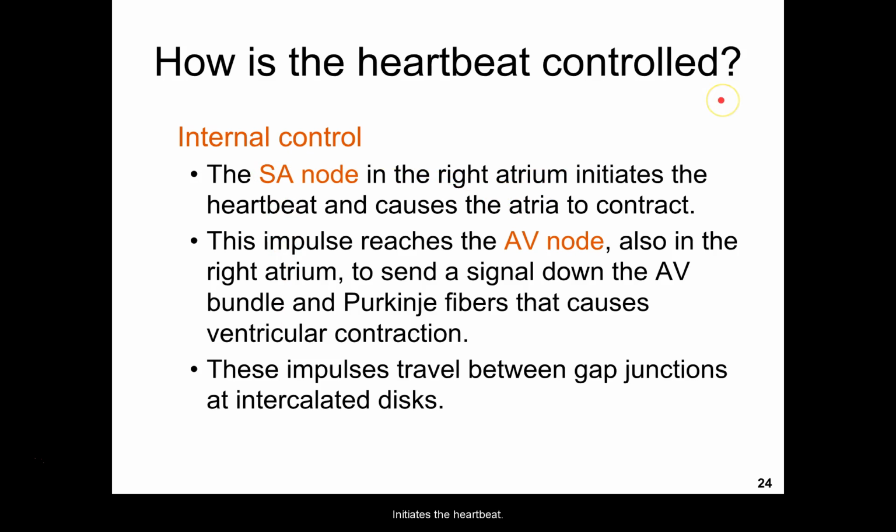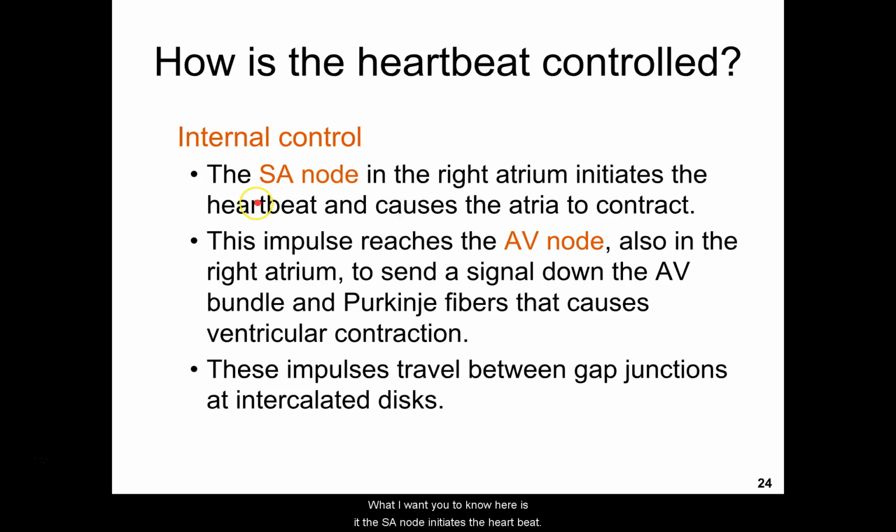What I mean by internal control, and the SA node initiating it, is that you don't actually need your brain for your heart to beat. Your brain certainly can influence whether or not your heart is beating and the rate at which it's beating, but in theory, you could take your heart out of your body, put it into a saline solution, make sure it has plenty of oxygen, and your heart would continue beating even without being connected to your brain, which is pretty fantastic, I think.